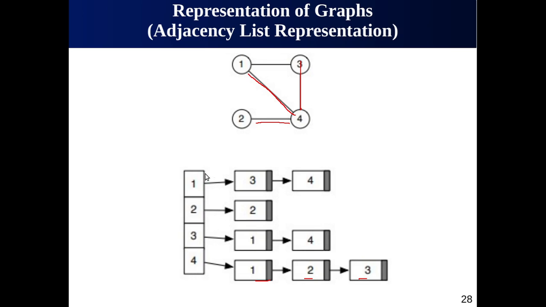Every element of this array will contain a pointer. These are the pointers, not the node elements, not the actual values. So the pointer points to the linked list, and the linked list will contain the neighbors of this vertex i. You can say that the adjacency list for a vertex i is a list of all vertices that are adjacent to it. In our case, adjacent to 1 are 3 and 4, adjacent to 2 is only 4, adjacent to 3 are 1 and 4, and adjacent to 4 are 1, 2, and 3, and they are being represented here.